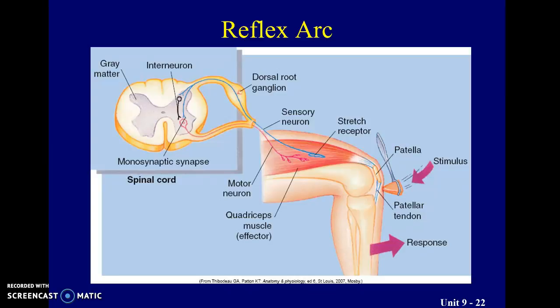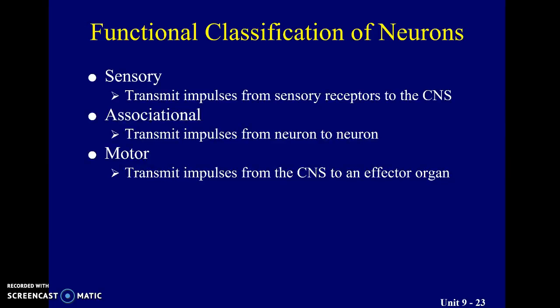So the two functions of the spinal cord, relay and reflex, also give a very good example of the functional classification of neurons. Neurons are either sensory, motor, or interneurons, also called associational neurons. Sensory neurons, by definition, are going to transmit impulses from sensory receptors to the central nervous system. Associational neurons are going to carry information ultimately from sensory neurons to motor neurons, so as indicated here, from neuron to neuron. And then motor neurons will transmit impulses from the central nervous system to an effector organ. Here, of course, we're talking about either skeletal muscle, smooth muscle, or cardiac muscle.